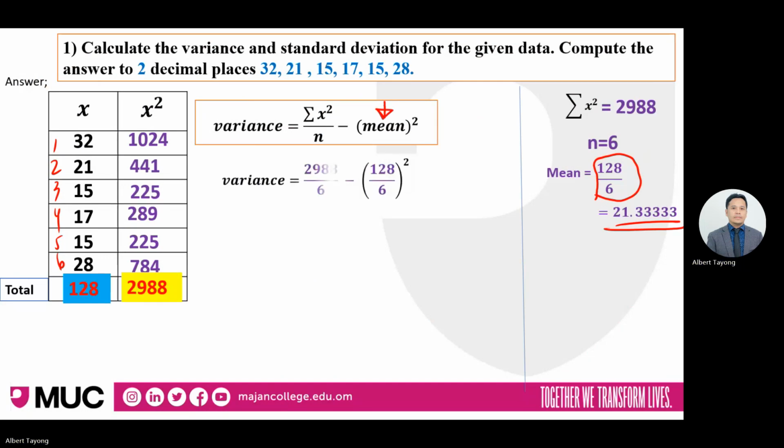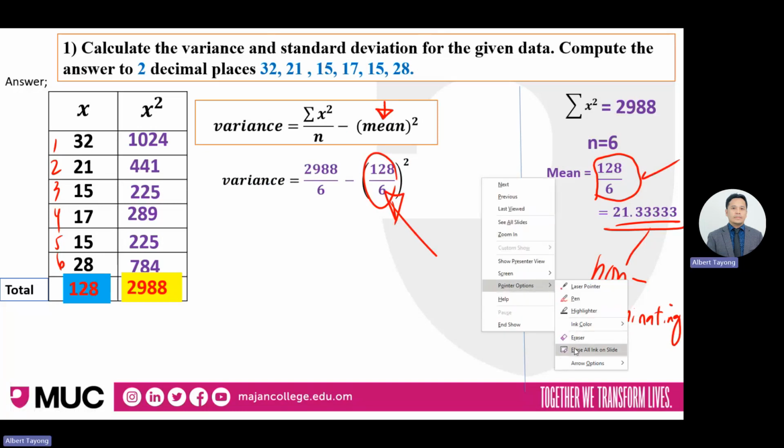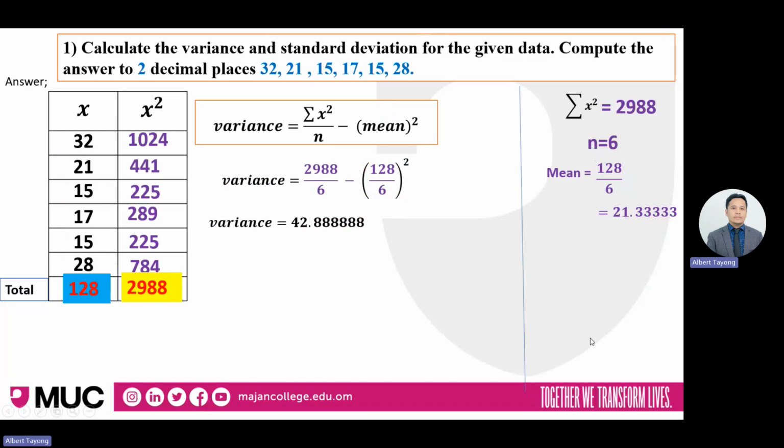Okay? So, like this. Because sometimes, it is non-terminating. That means it will not stop, so we cannot write all. So, put here the fraction 128 over 6. So, the answer is 42.888. Two decimal places, 42.89. Because 8 is the next digit, so plus 1.